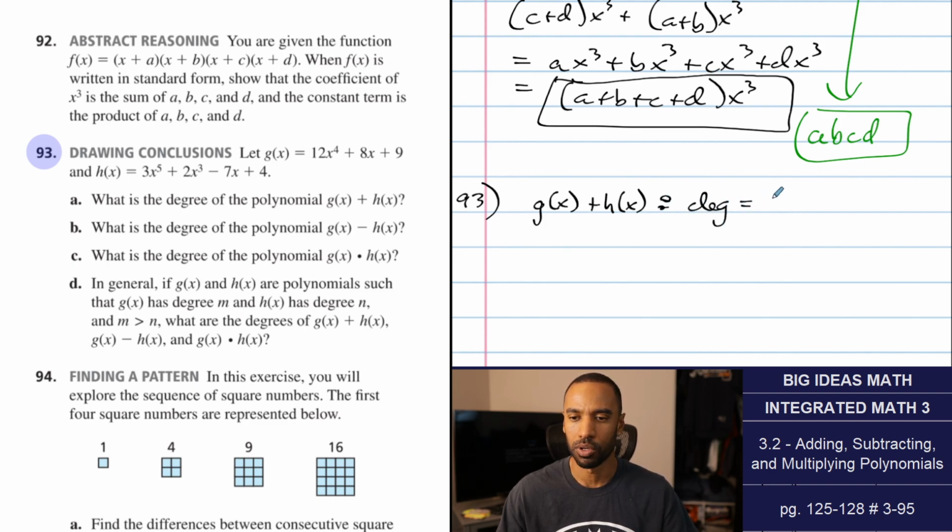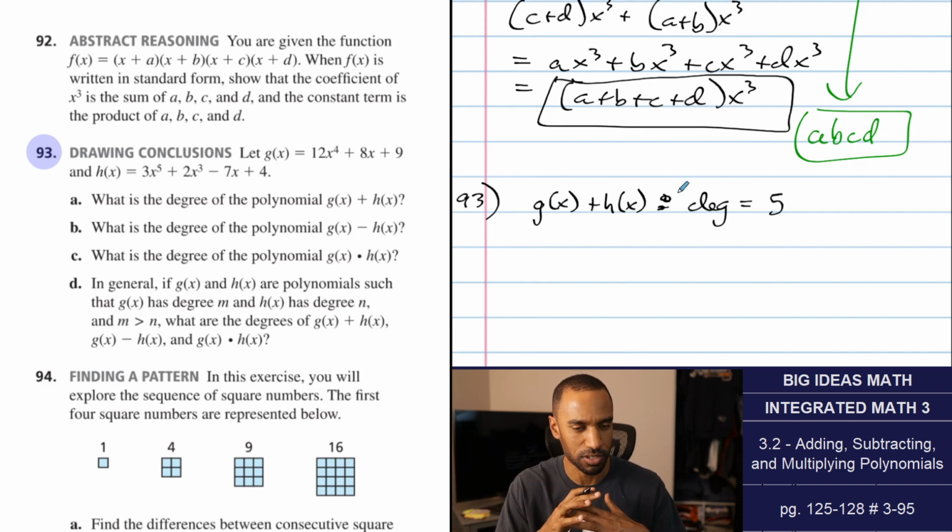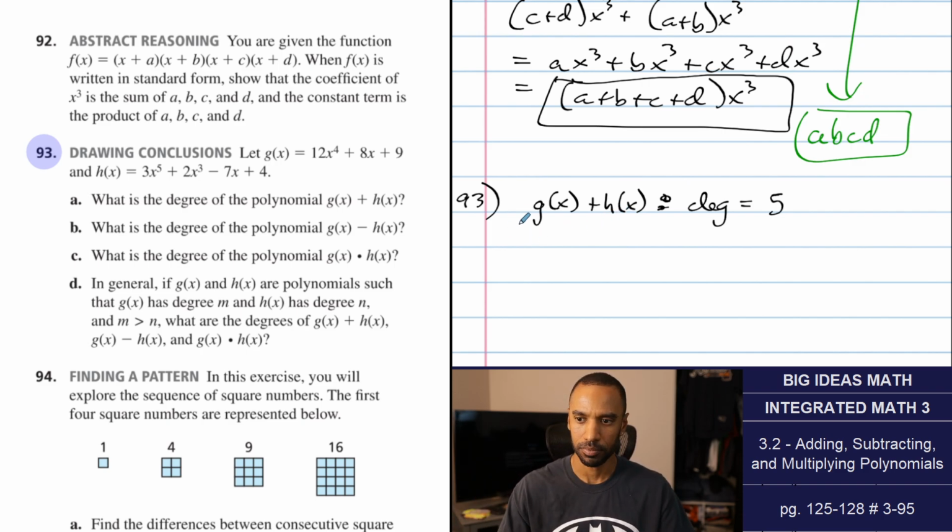Degree equals 5. It's still going to be the leading term. Doesn't matter when they combine, as long as nothing cancels. The x to the 5th doesn't cancel. The degree is going to be 5.